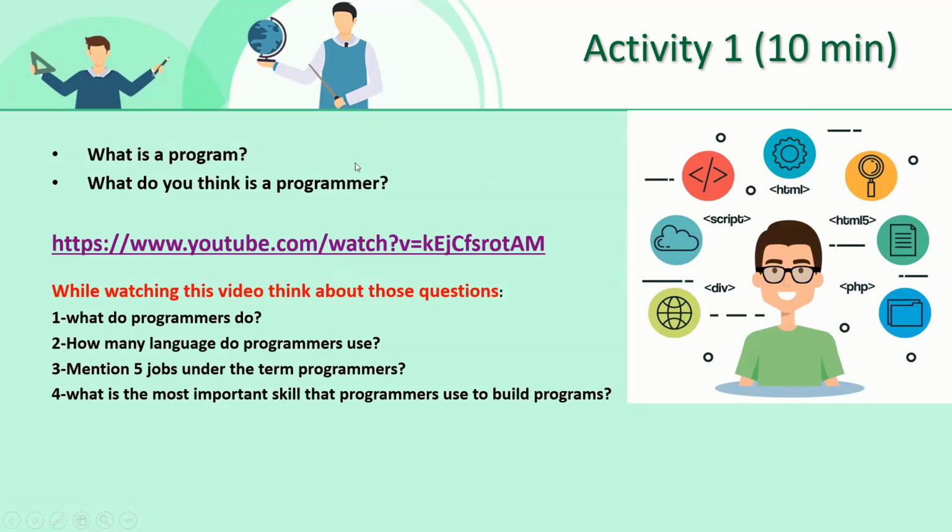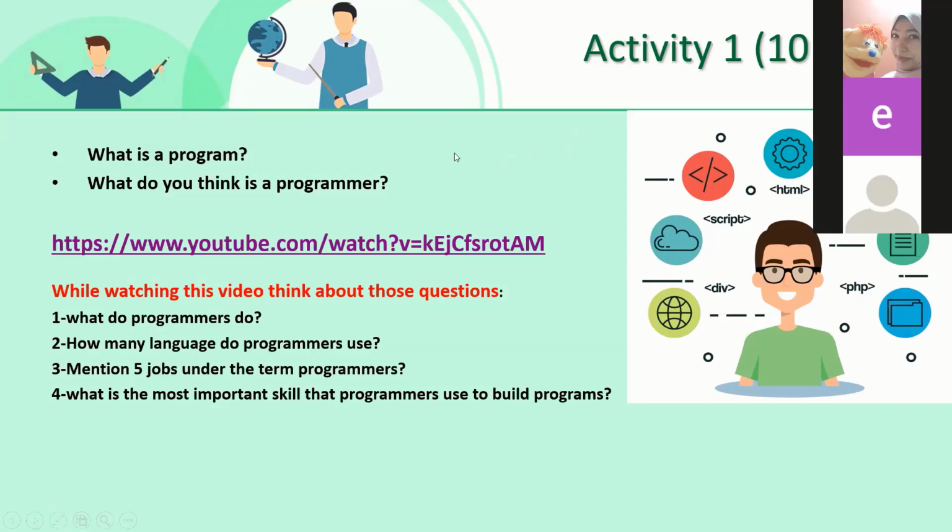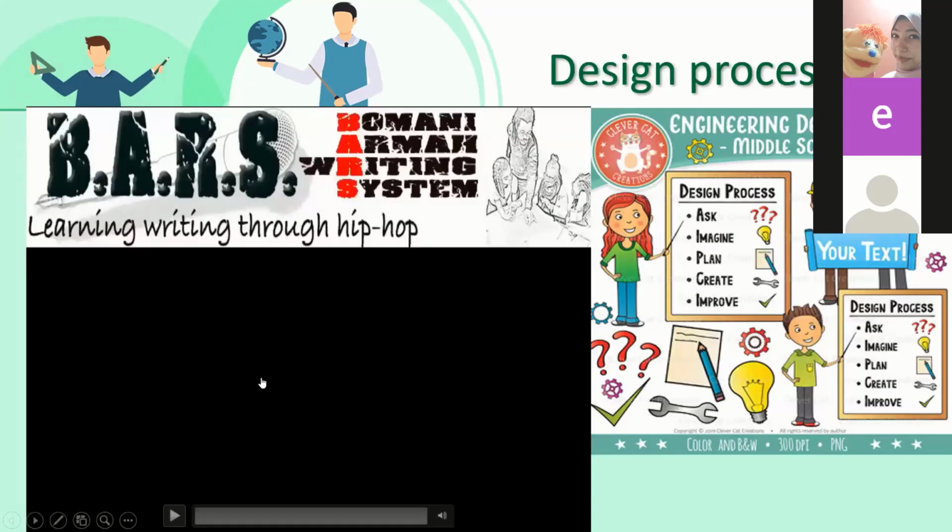A program is a group of instructions that can be used to build anything, like a game, an application, like anything we use on the mobile or the computer. So now we know what a programmer is and what a program is. The programmer uses some steps to build the program. Those steps are called the design process. In the next slide, we are going to learn about the design process. But first, I want you to listen to this song.